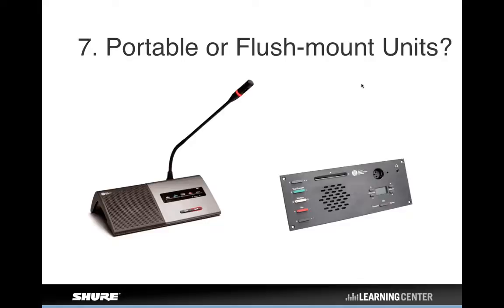And finally, the actual hardware itself. In some cases, we've got a choice of portable or flush mount units in both the 5900 and the 6000 product line. And this comes down to what's the room decor? Is it tables that are moved around? Is it tables that are fixed? Are these new tables, old tables? How much drilling and cutting do they want to do, and so forth?